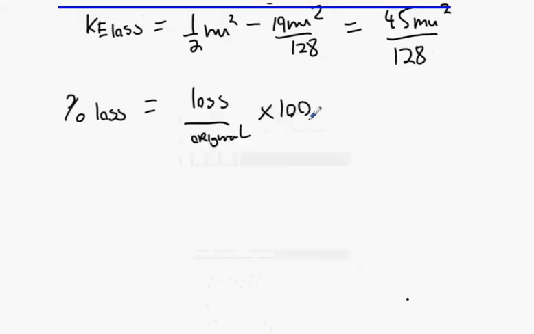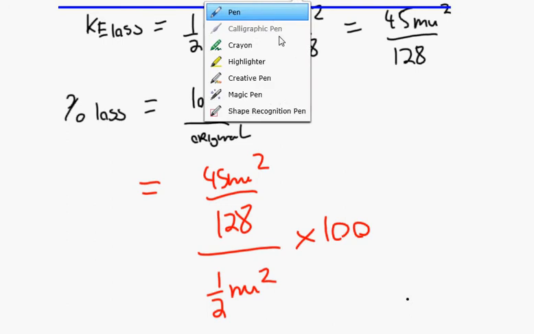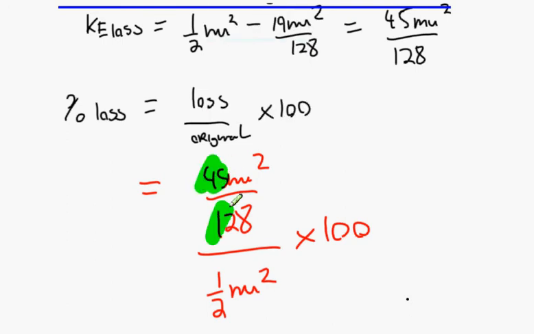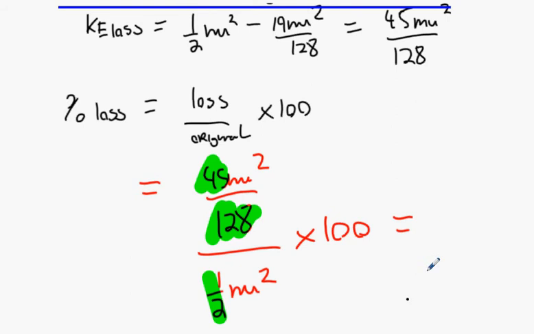The loss was 45 mu squared over 128. Our original amount was a half mu squared. We're going to multiply that by 100. All I'm going to do in the calculator, guys, is ignore the mu squared. I'm just going to put 45 over 128 divided by a half, multiply it by 100, and what we're going to get there is a loss of 70.3%.